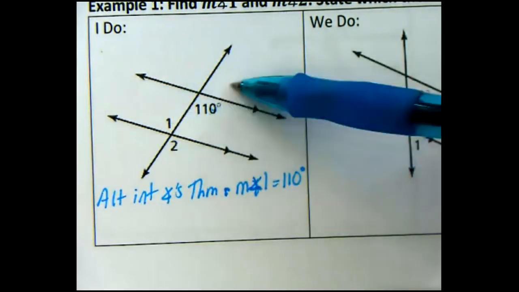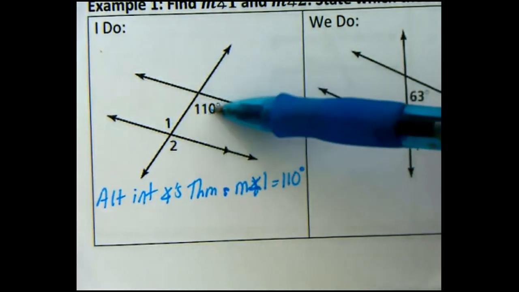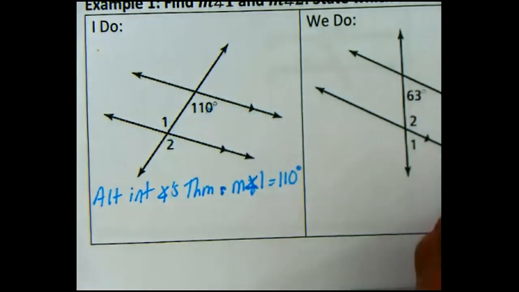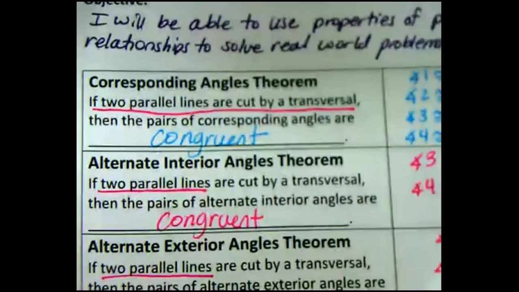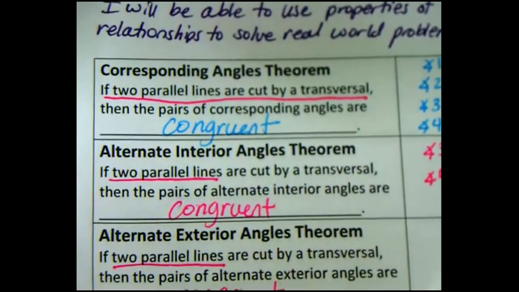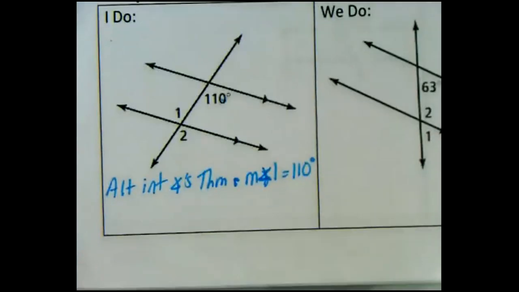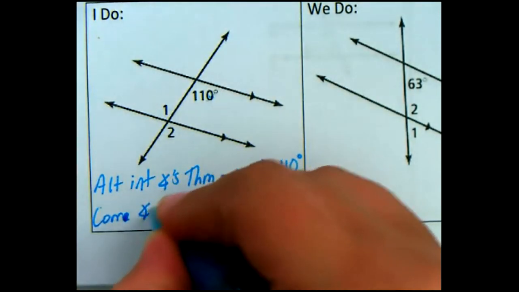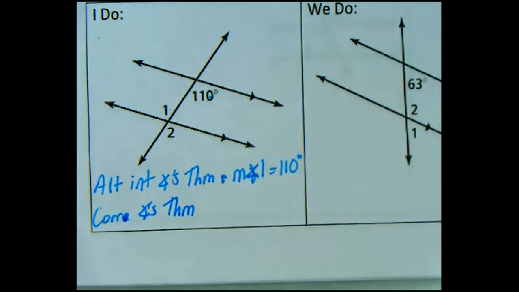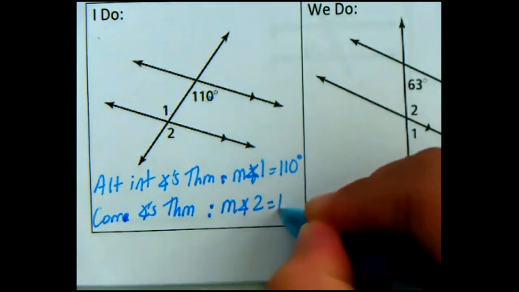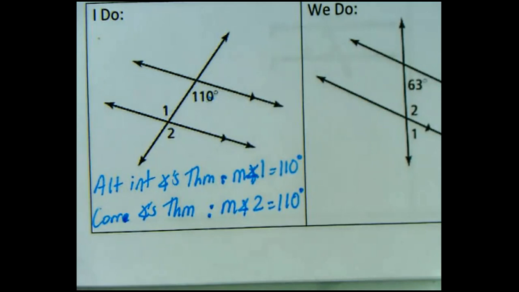If I take a look at the intersection, I should see 110 degrees is on the bottom right corner. Angle 2 is on the bottom right corner. They're in the same position, which makes them corresponding angles. And if my lines are parallel, then my corresponding angles are congruent. So this is going to be my corresponding angles theorem, which means that the measure of angle 2 is also 110 degrees.